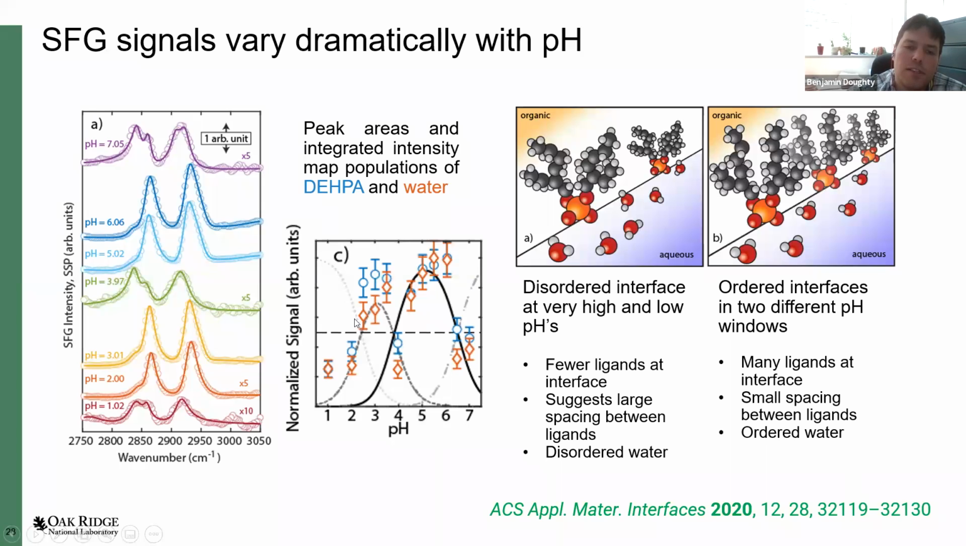So it tells you there's these different regimes where you have different assemblies, different ordering of the ligands in the water in these two different windows. So what we need to do is understand and build a molecular model of what the interface could be doing.